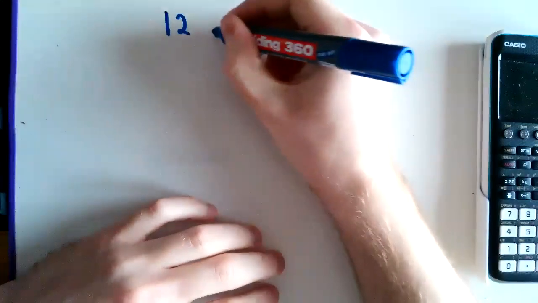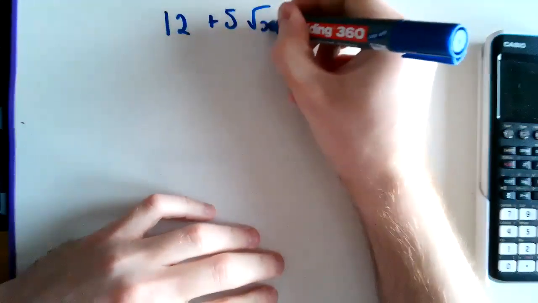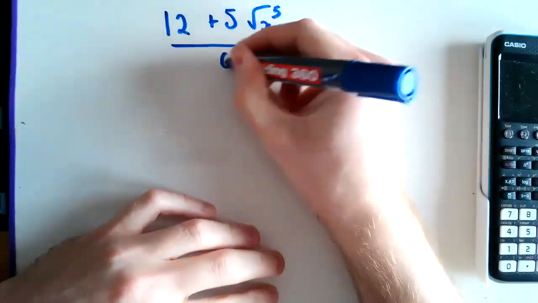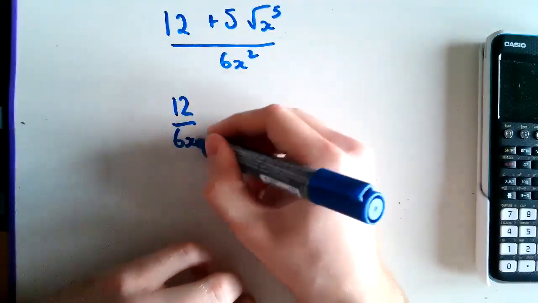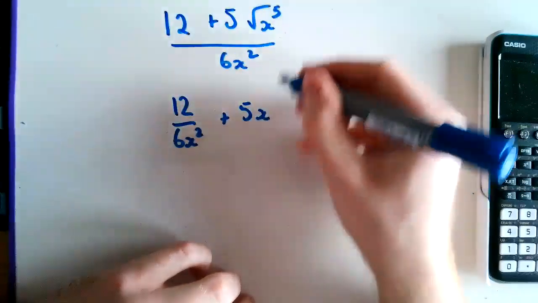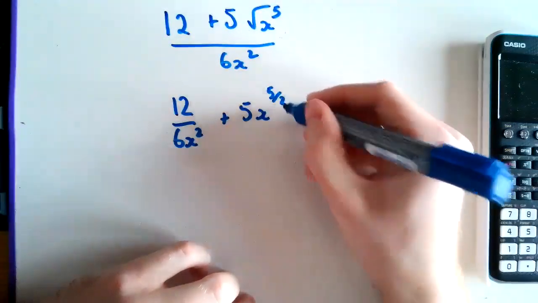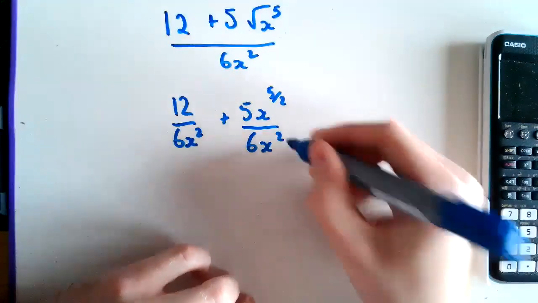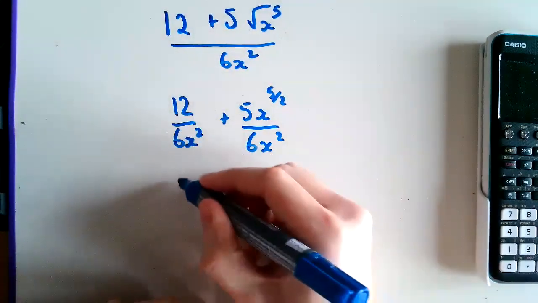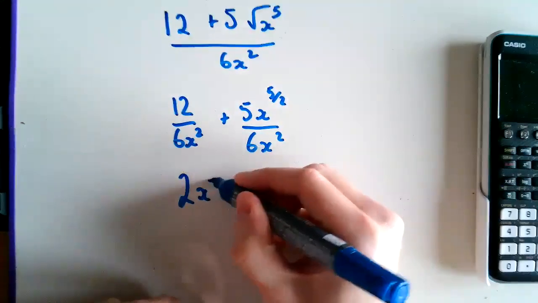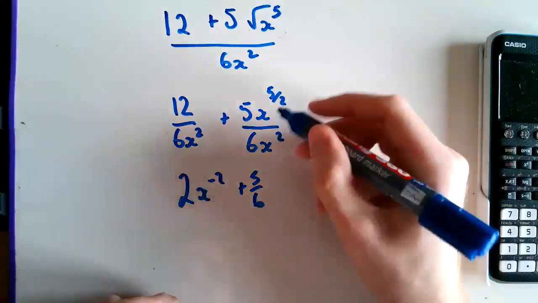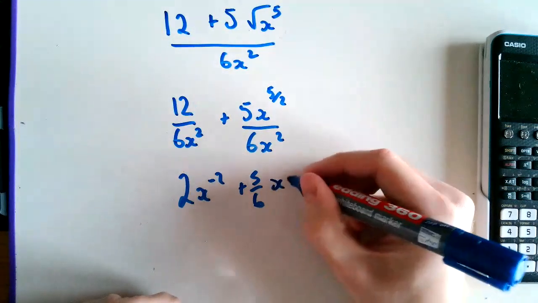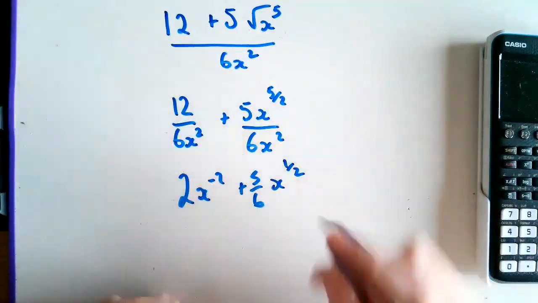Okay, starter one, we have 12 plus 5 root x to the power 5 over 6x squared. So split it up: 12 over 6x squared plus 5x to the power 5 over 2 over 6x squared. Remember, subtract powers when dividing. 12 divided by 6 gives me 2, x to the power minus 2. And 5 over 6 doesn't give me a nice number. Subtract the powers, so 5 over 2 take away 2 just leaves me with a half.